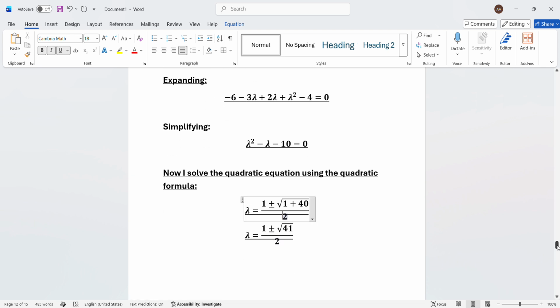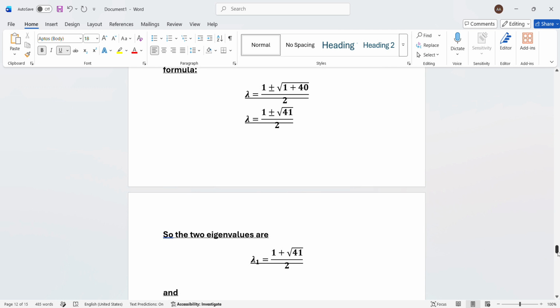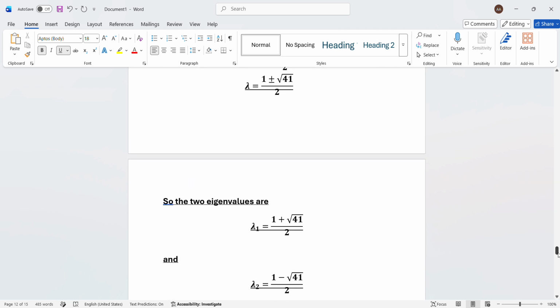Okay, so now let's solve the quadratic equation. We can solve it in the calculator, or we can use the general formula. I always prefer to do the general formula. It's always accurate and quick. So once we got the two eigenvalues, which are right here, the positive and the negative value.